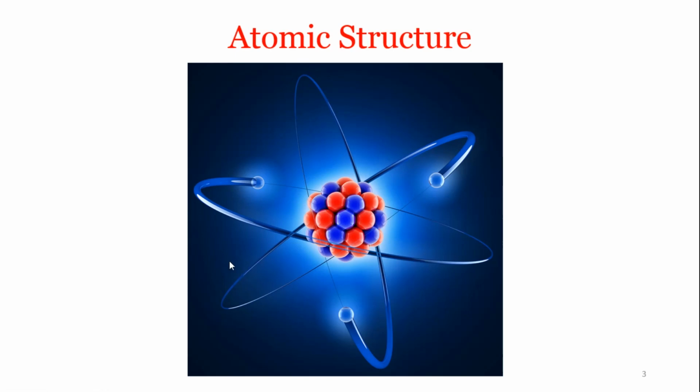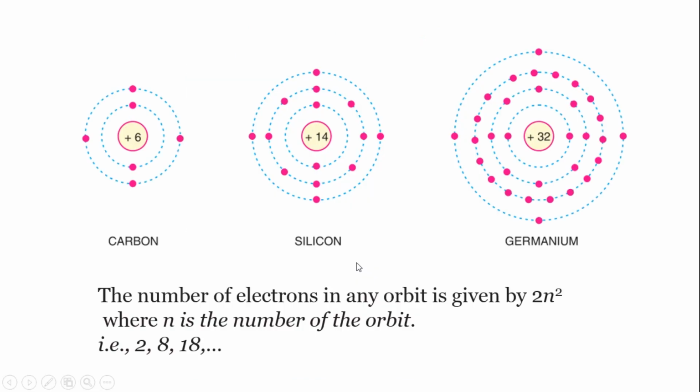They will be revolving in different paths and different orbits. So the protons are positively charged and the electrons are negatively charged. The sum of protons and neutrons decides the atomic weight. So this is the 2D view of an atom.